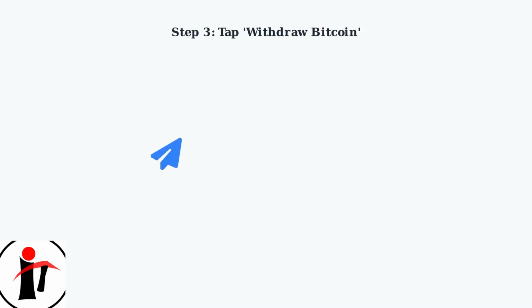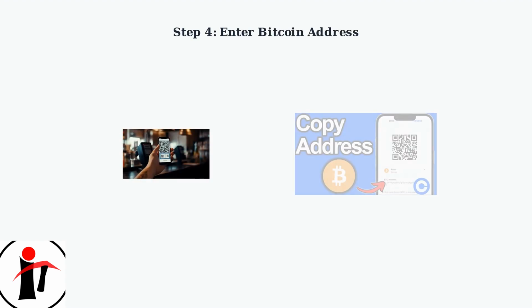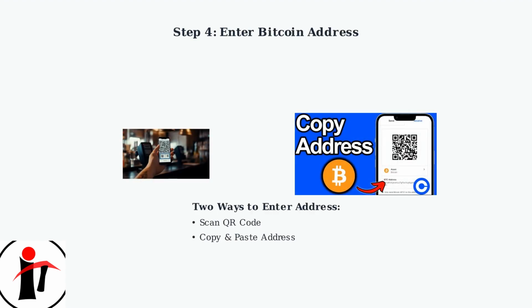Once in the Bitcoin section, look for the Withdraw Bitcoin button or the airplane icon. This will initiate the withdrawal process from your Cash App Bitcoin wallet. Next, you need to enter the recipient's Bitcoin address. You can either scan a QR code using your camera or paste the Bitcoin address directly. Make sure the address is correct, as Bitcoin transactions cannot be reversed.